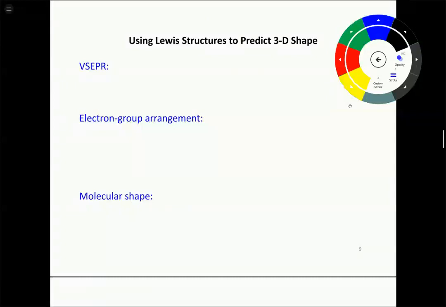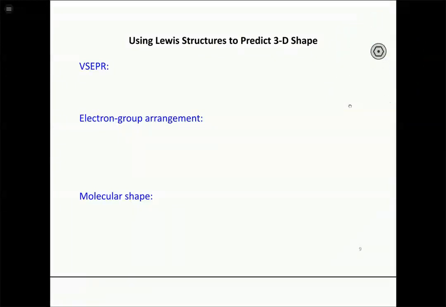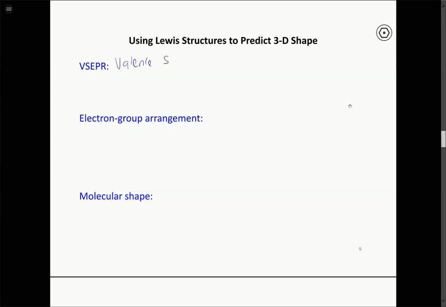Alright, and then that gives us a quick overview of Lewis structures. That's how we determine the number of bonding and non-bonding electrons. And now we're going to see how we can translate that into a three-dimensional structure using what we call the VSEPR approach. Okay? So VSEPR stands for valence shell electron pair repulsion.